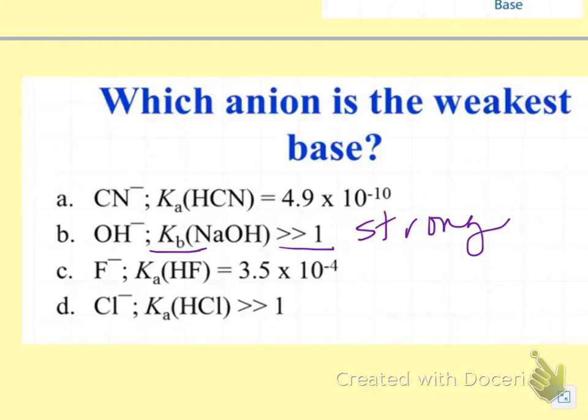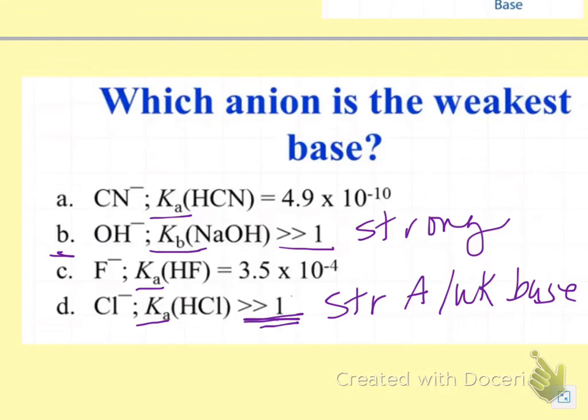Okay, so if we look at these, we have to recognize that we have 3 Kas and 1 Kb. So the Kb for option B is a very strong Kb, so it's a very strong base. So I have to compare my 3 Kas, and when I do that, what I see is HCl is the strongest acid. So if it's the strongest acid, its anion is going to be the weakest base. Okay, that's going to do it for us right there.